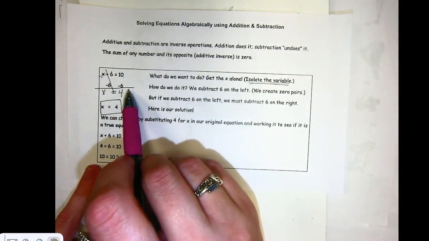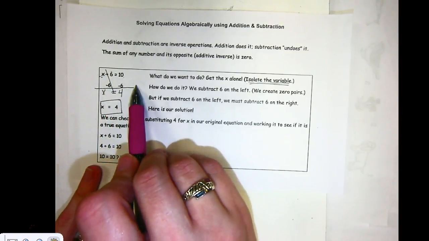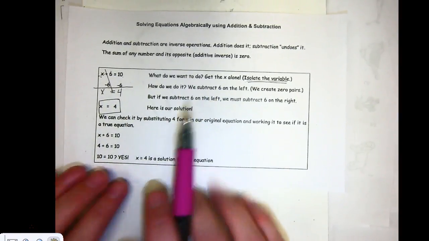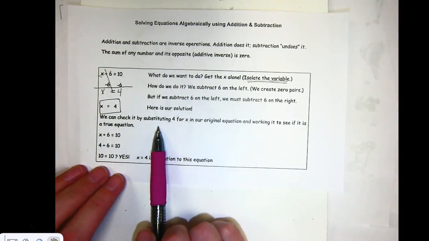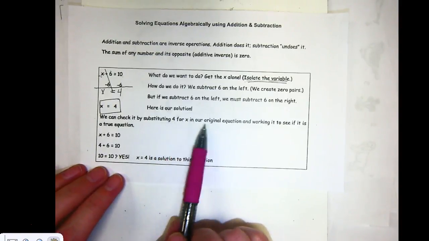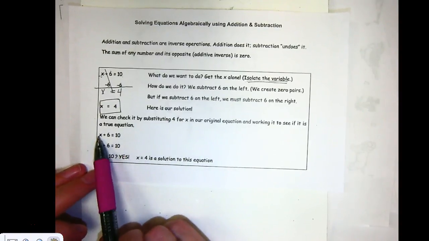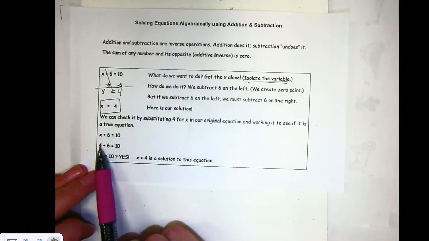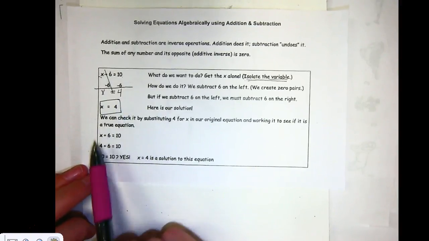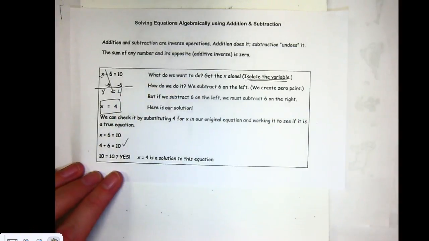Okay, yesterday we talked about a scale and how it's balanced. You have to do the same thing to both sides to keep it balanced. Alright, so 4 would be our answer. Alright, now remember, you can check it. Checking is going to be very important. You can check it by substituting a 4 for your x in the original equation and seeing if it works. So your original equation was x plus 6 equals 10. So we put a 4 where that x is, the answer we got, and we check, is 4 plus 6 equals 10? Yes. So that works your answer.